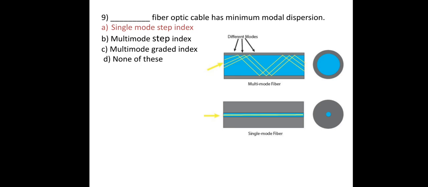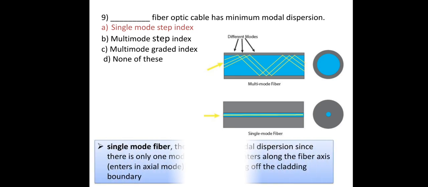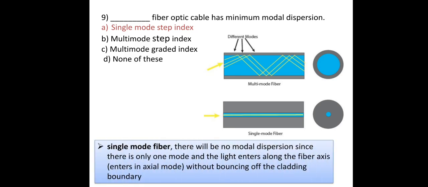What is modal dispersion? Okay, the correct option is A. In single mode fiber, there will be no modal dispersion since there is only one mode and the light enters along the fiber axis without bouncing off the cladding boundary. This is the reason for minimum modal dispersion in single mode step index. The correct option is A.